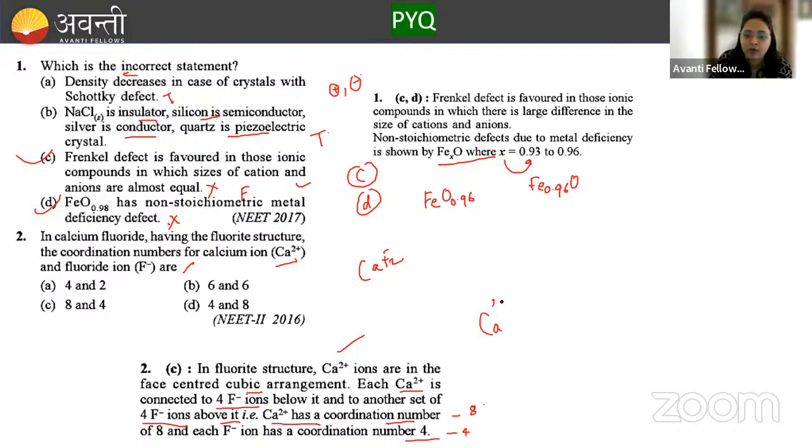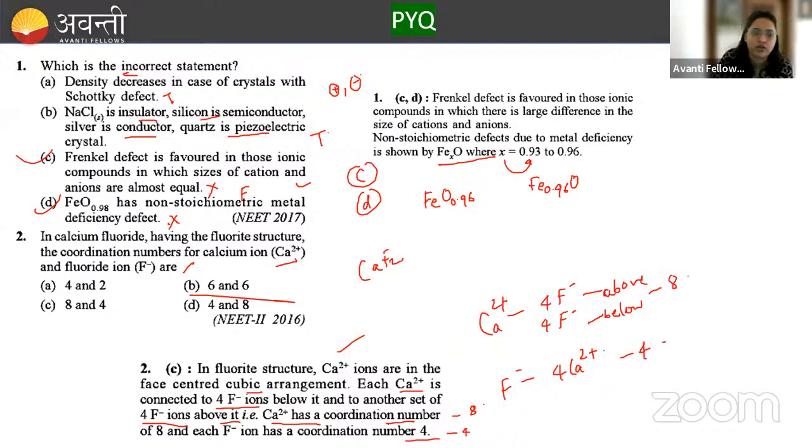So each Ca2 plus is surrounded by 4 F minus above and 4 F minus below. 4 above होते हैं और 4 below होते हैं. ठीक है, इस वजह से इसका ओवरऑल कोऑर्डिनेशन नंबर कितना हो रहा है? 8. But for fluoride F minus ion, there are 4 Ca2 plus ions surrounding each, and that's why its coordination number is 4. So here answer is 8 and 4. Very good, Ayushi. Yeah, you have given the correct answer here.